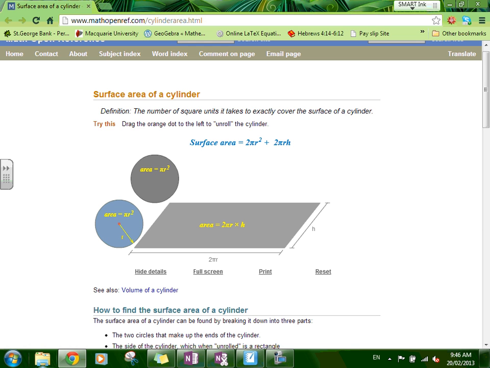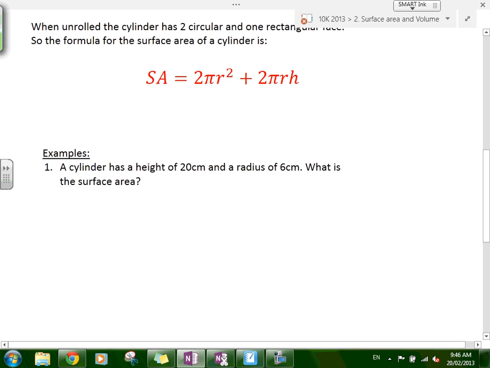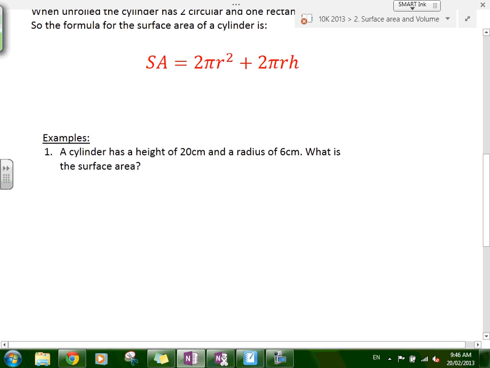No? Okay. Good. So coming back to this, if you have a look at this example, the link to that will be on this, so you can have a look at it if you wonder about it. A cylinder has a height of 20 centimeters and a radius of 6 centimeters. What is the surface area? It's always good, I think, to draw a little diagram to get an idea of what you're doing. So we draw a rough diagram of a cylinder and mark the different dimensions. So 6 centimeters is the radius, and 20 centimeters is the height.